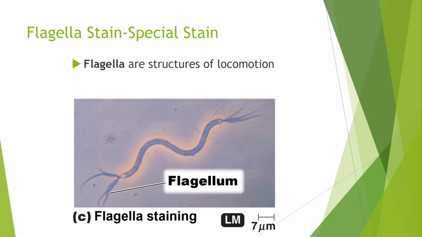The last stain is the flagella stain, and that stain is used to highlight the flagella of the microorganism that you're viewing under the microscope. So if you want to view those flagella, you also gotta stain them. And flagella are basically structures of locomotion so that the microorganism can move.